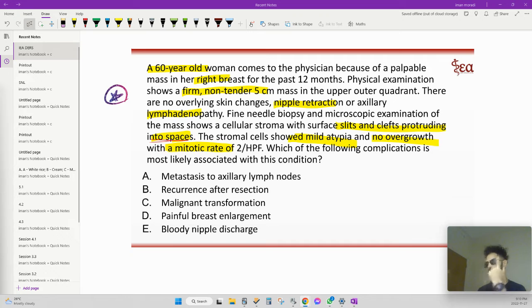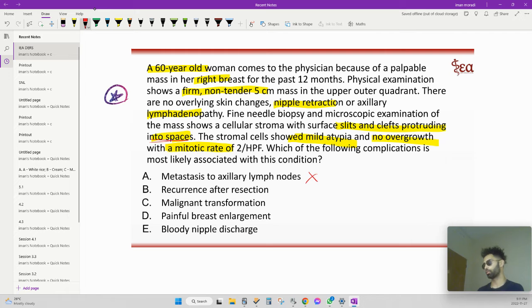A couple of things to know about it. First of all, it's made from fibrous tissues. Second thing to know about it is that it has these protrusions, right? It has the potential to go malignant. It happens in older women, right? And it's got that weird name. Now let's see what this question is asking us. Metastasis to the axilla and lymph nodes. It can go malignant, but metastasis is not the first thing I would think of.